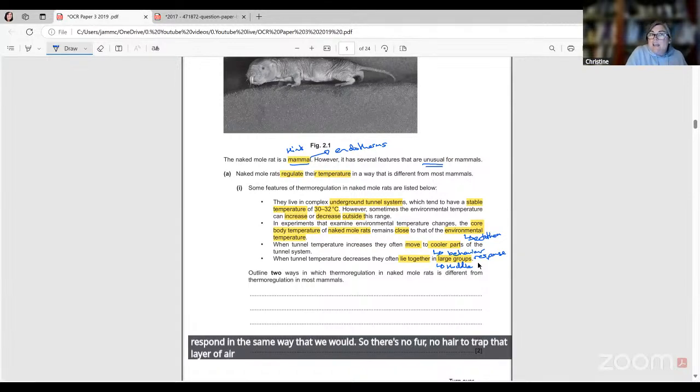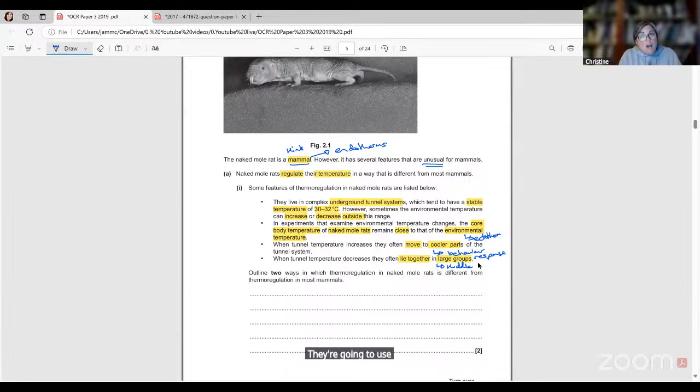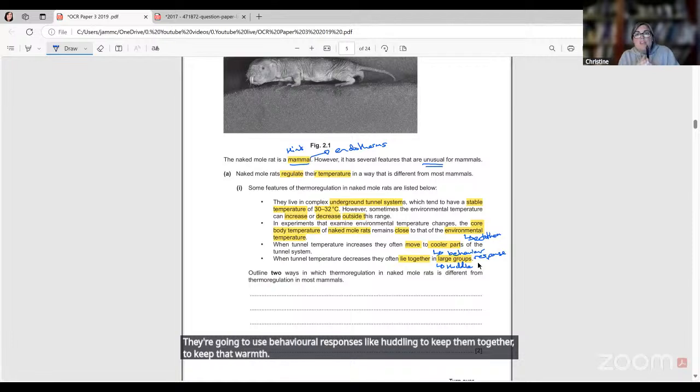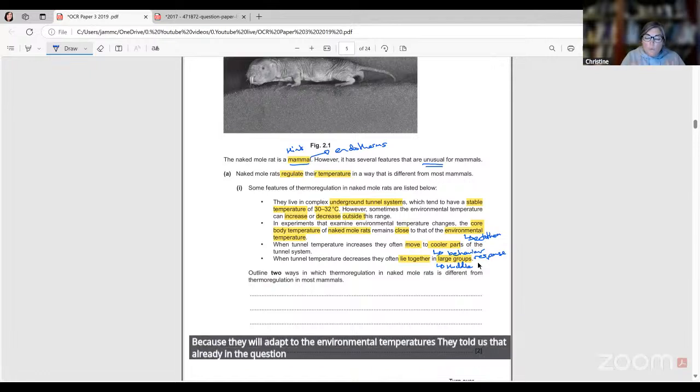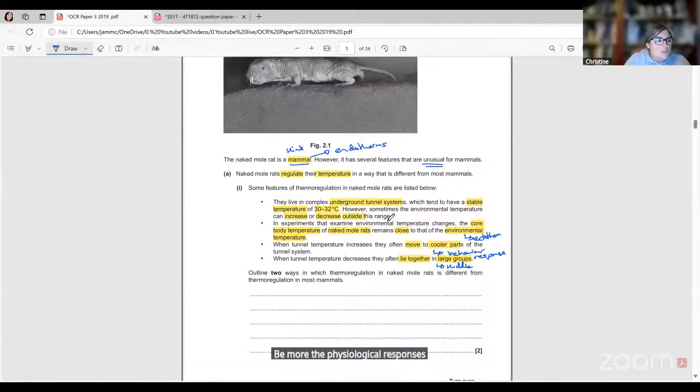Therefore, what do they do instead? They're going to use behavioral responses like huddling to keep them together, to keep that warmth, because they will adapt to the environmental temperatures. They told us that already in the question, so we need to make sure we're using the questions as a way of explaining it. So behavioral responses are what we'd expect mainly to be used in ectotherms, whereas endotherms, that would be more the physiological responses.